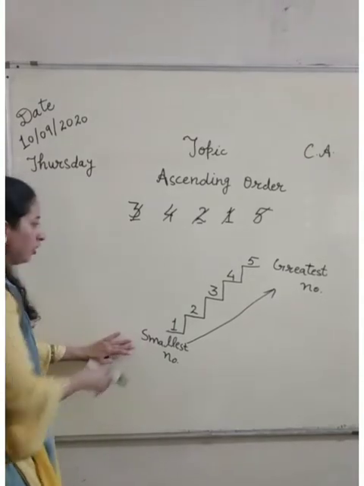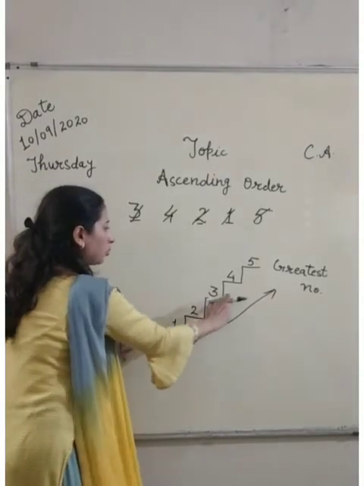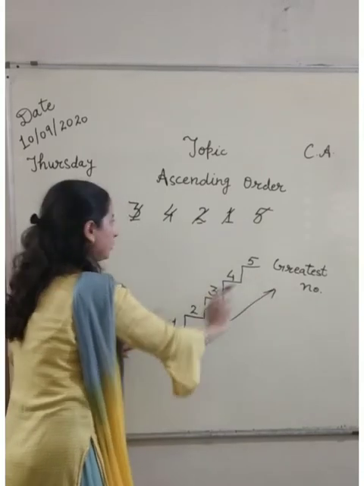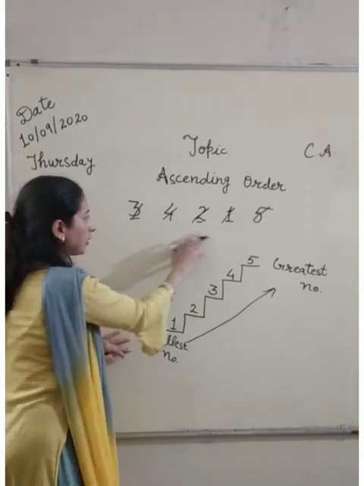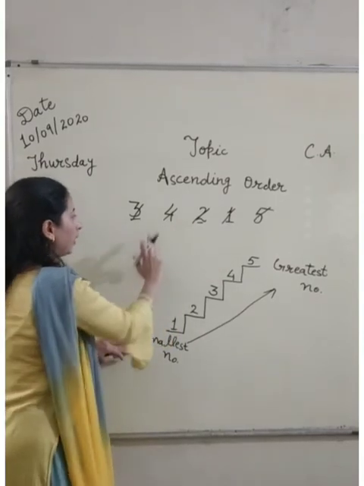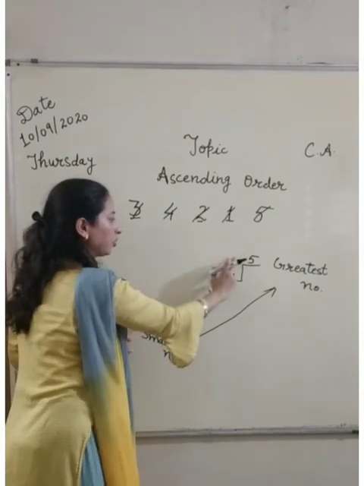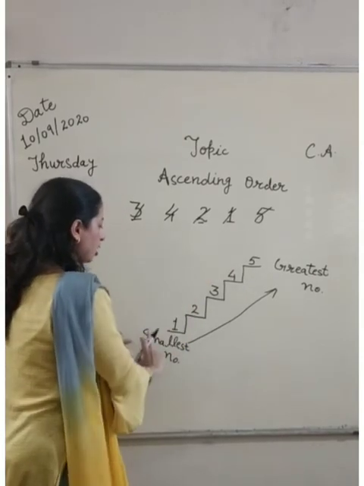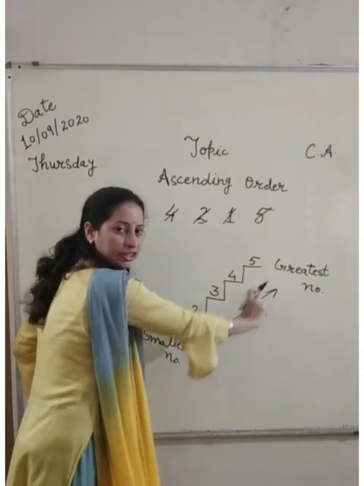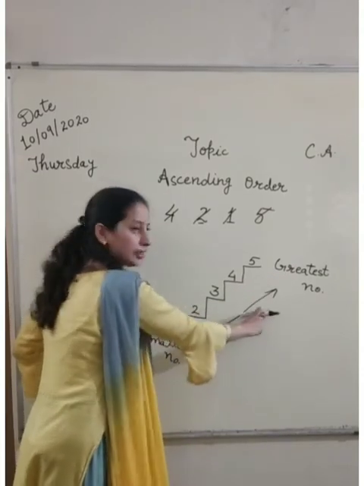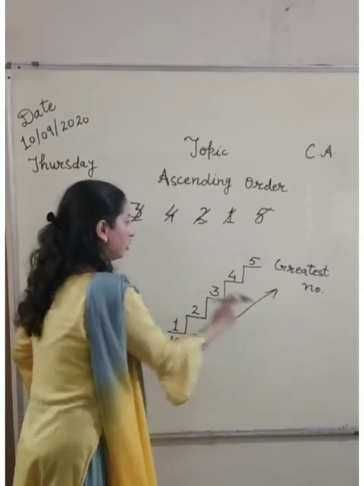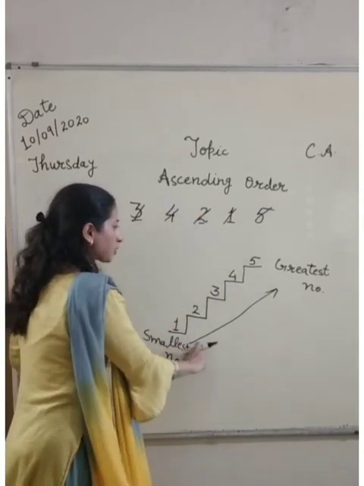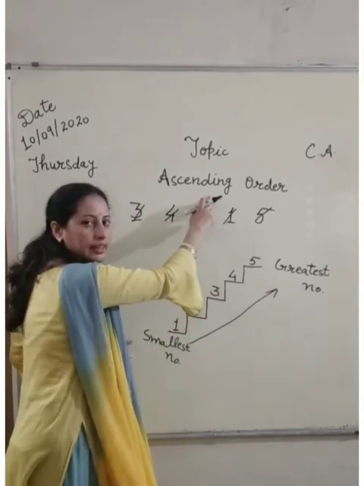Now children, see on the board what we are doing here. We are going to the increasing order. So what we have done with this activity? We have arranged the numbers from smallest to greatest, in the increasing order. Upside means increasing. So this increasing order is called ascending order. Arranging the numbers from smallest to greatest is called the ascending order.